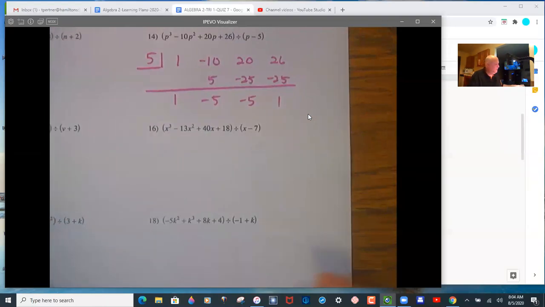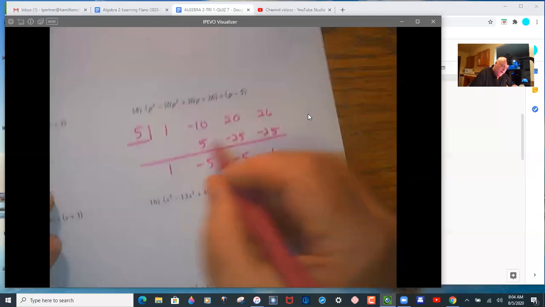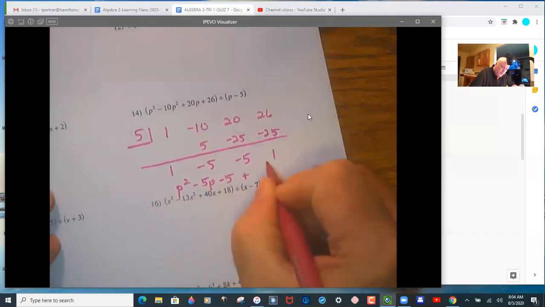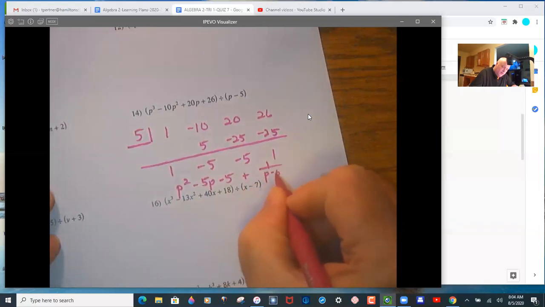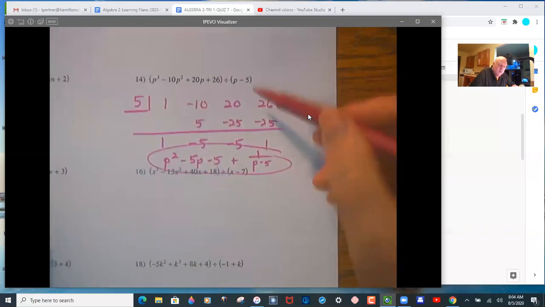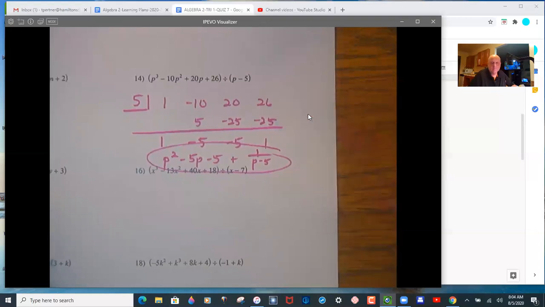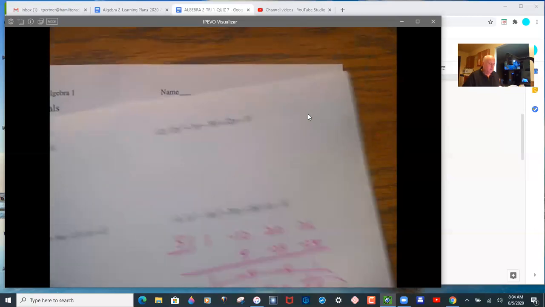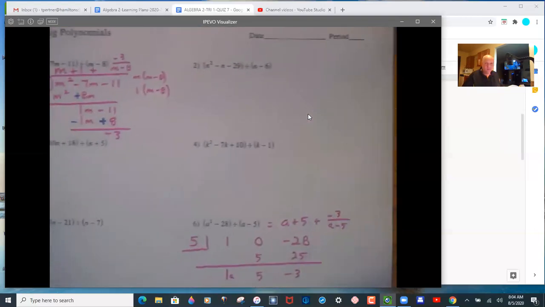So p squared minus 5p minus 5 plus 1 over p minus 5. And again, make sure you take that right there for that denominator. Okay, and that's how you synthetically divide or long divide, whichever you choose to do.